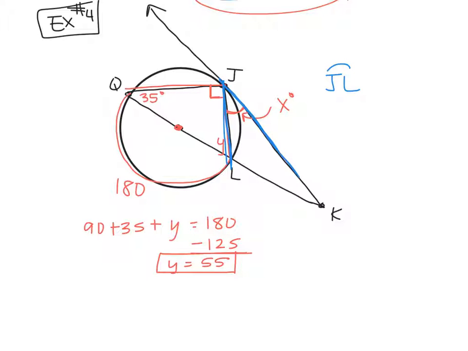Y opens up to QJ, and the other one's 180. Okay, so you could go that route. We know Y is 55. So if we double that, that would give us this one. We subtract from 180. Anyone see a quicker route?